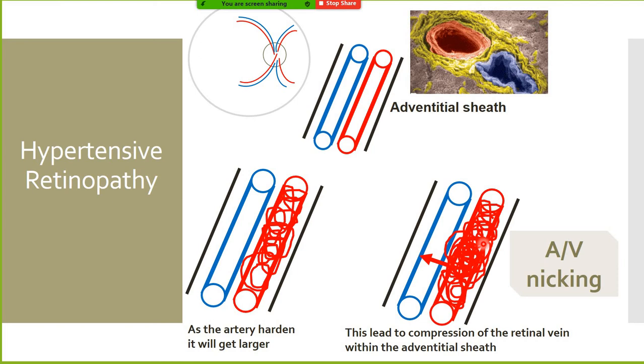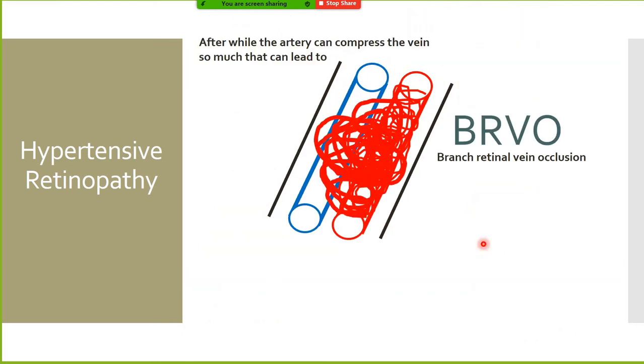So there is something called BRVO. BRVO is branch retinal vein occlusion. Here, if you look, the artery is going to block the entire vein. So the branch retinal vein is being occluded. That's why it is called branch retinal vein occlusion.